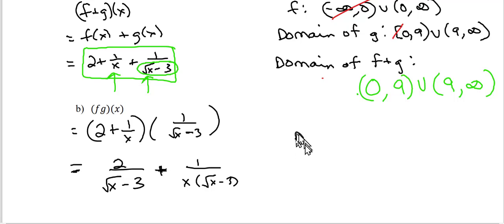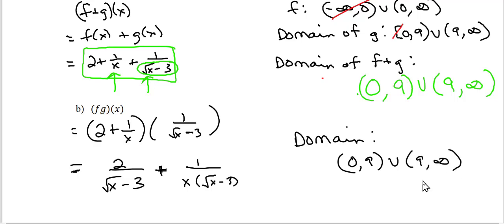And the domain is going to be the same. Same issues, 0 to 9, union 9 to infinity. X equals 0 doesn't work because of this guy. X equals 9 doesn't work because of this. And any negatives have to be excluded because of the root.